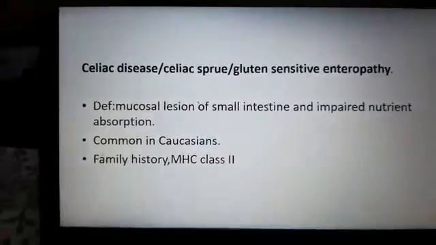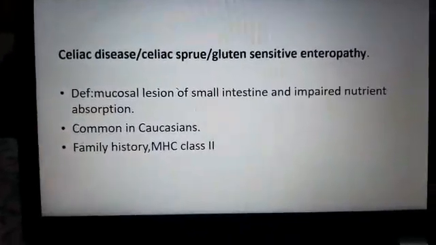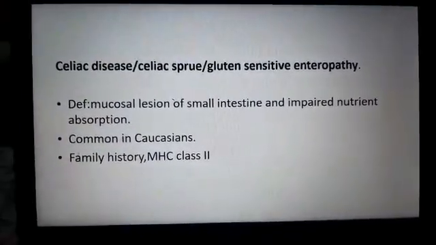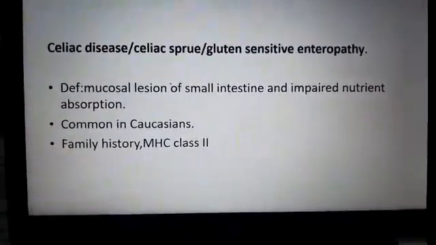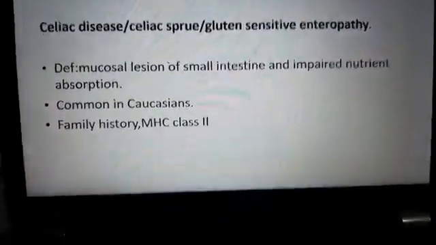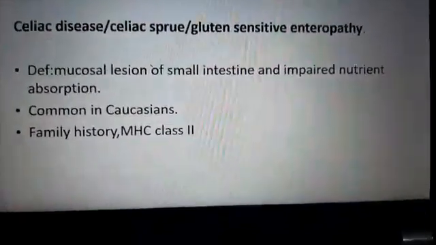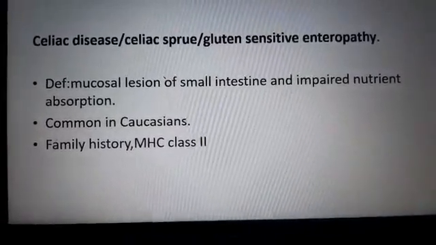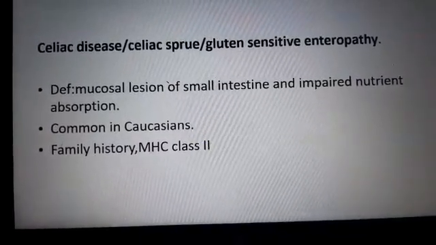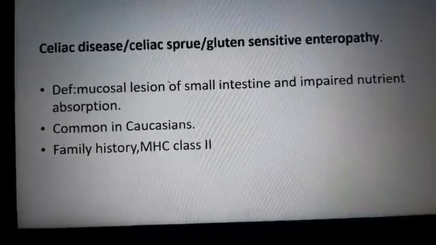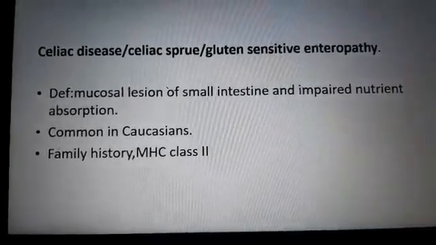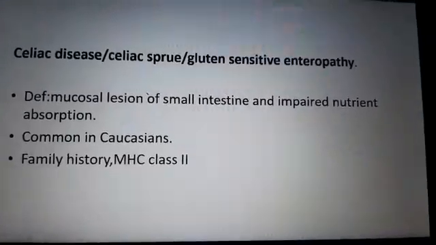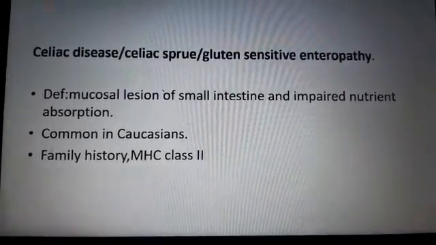So now coming to the first disease, that is celiac disease or celiac sprue or gluten sensitive enteropathy. Definition: it is a mucosal lesion of the small intestine with impaired nutrient absorption. It is common in Caucasians. There is a family history and MHC class 2 association.